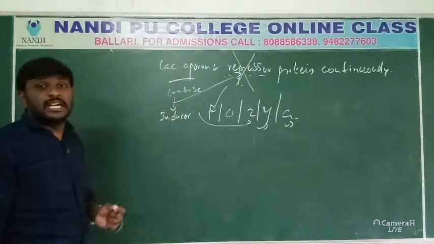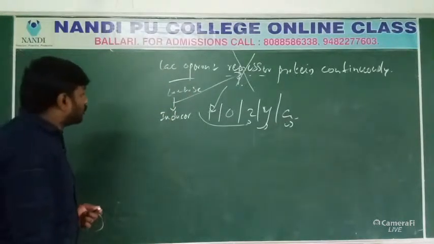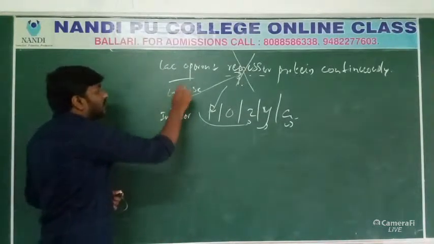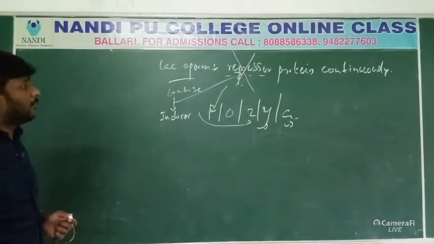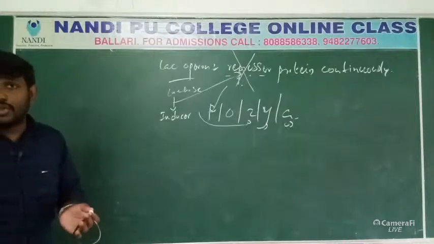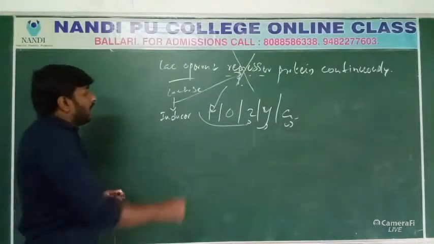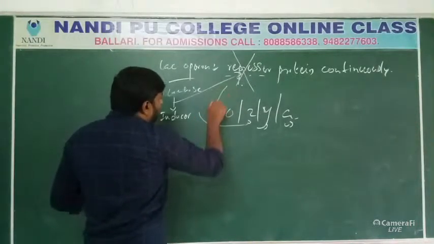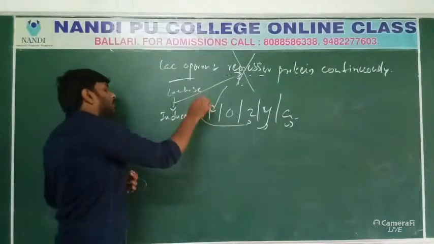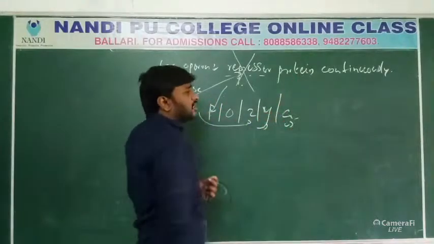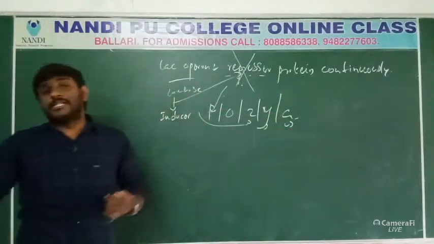Very, very important. Here in the lac operon, lactose is the inducer which will bind to the repressor protein and inhibit it. The repressor protein cannot bind to the operator region. So that's why the promoter region is free and it will accept the RNA polymerase enzyme, which binds to the promoter region and initiates the process called transcription. That is nothing but synthesis of mRNA.